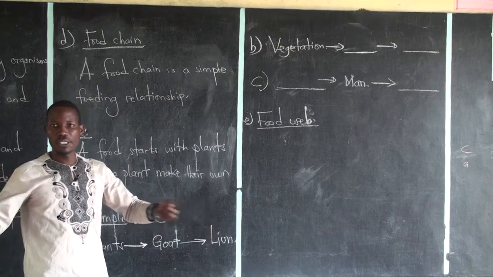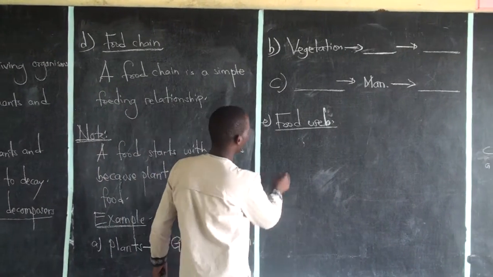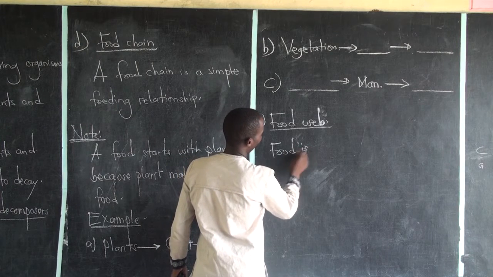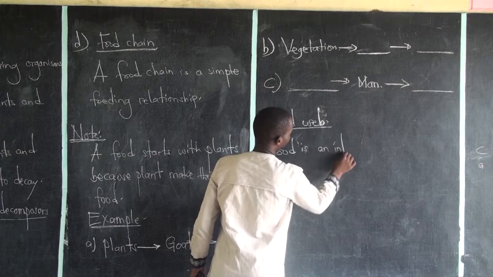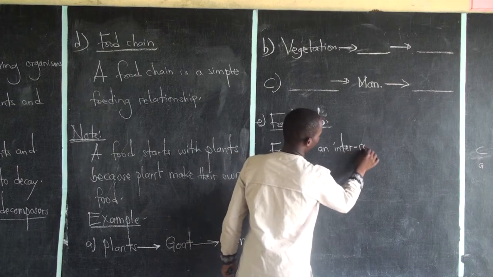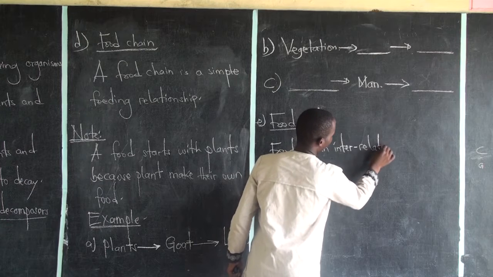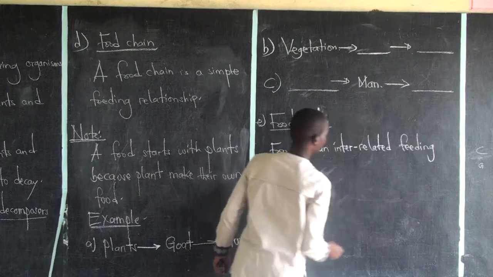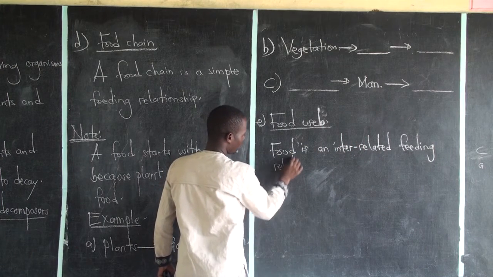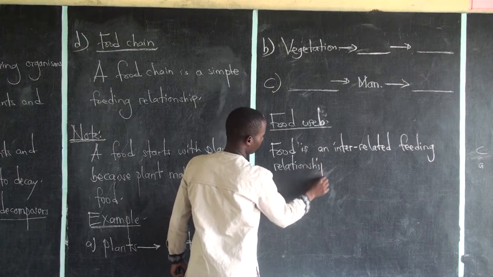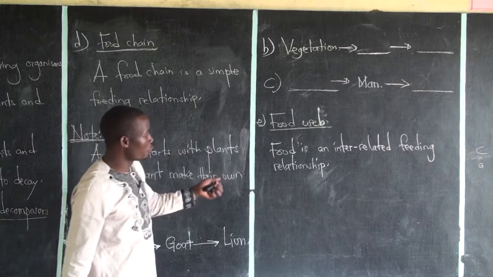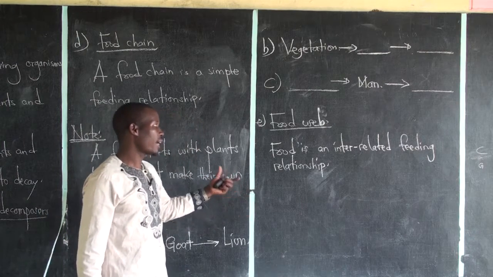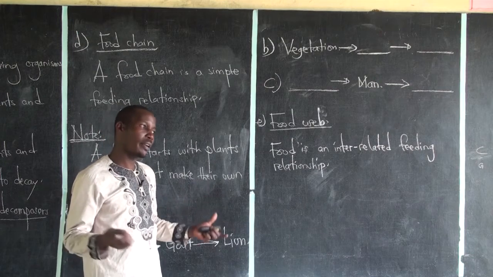So we get from different sources. So you can say food web is an interrelated feeding relationship. So simply we are saying a food web is an interrelated feeding relationship. Or one can simply take it as a complex or compound feeding relationship.